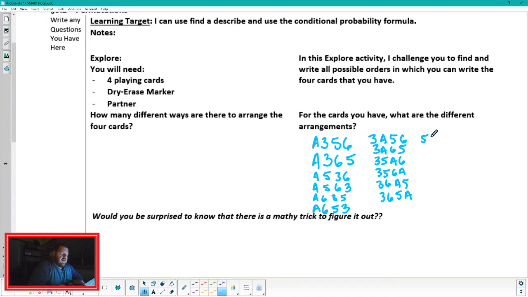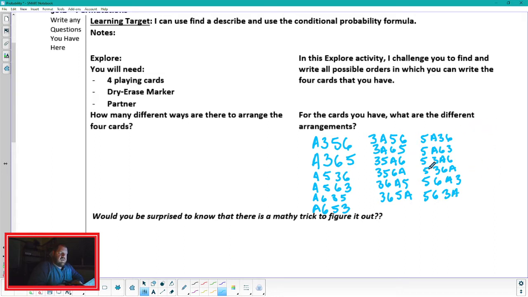Now I bump to the 5s. 5, ace, 3, 6; 5, ace, 6, 3; 5, 3, ace, 6; 5, 3, 6, ace; 5, 6, ace, 3; and 5, 6, 3, ace.